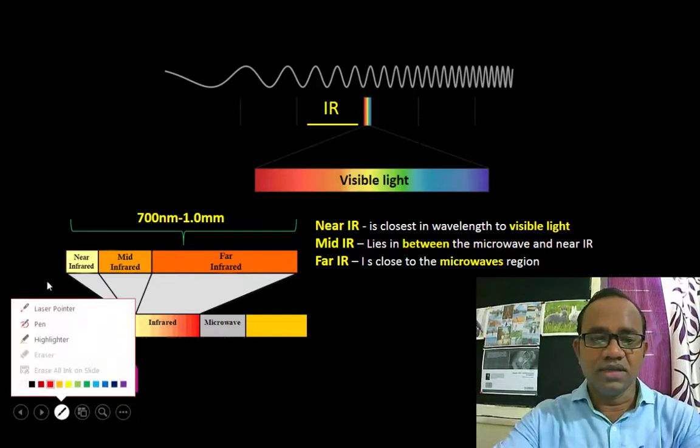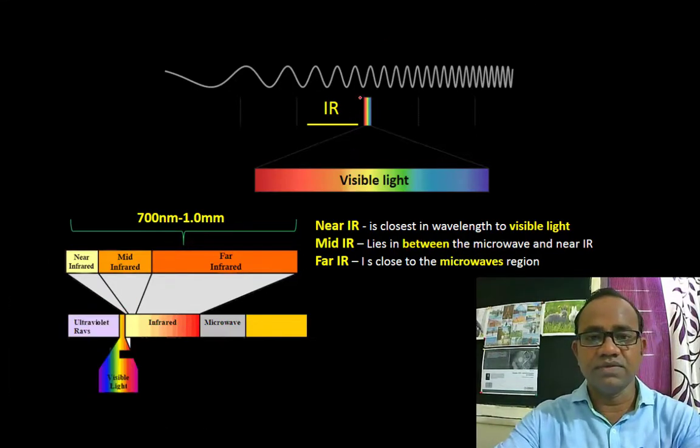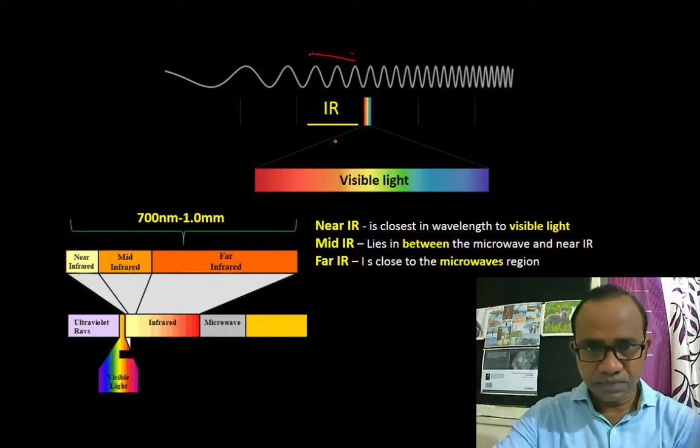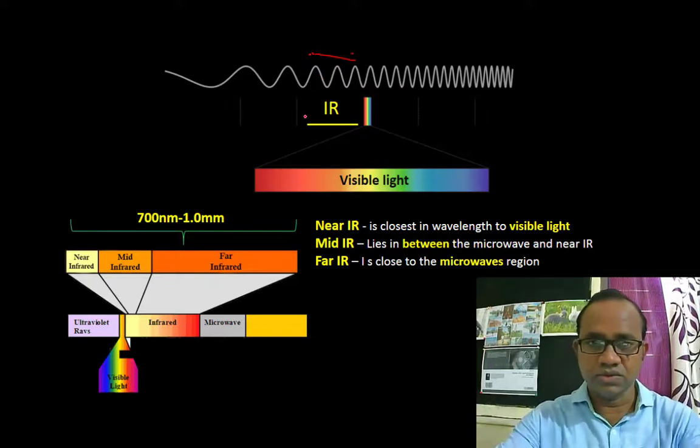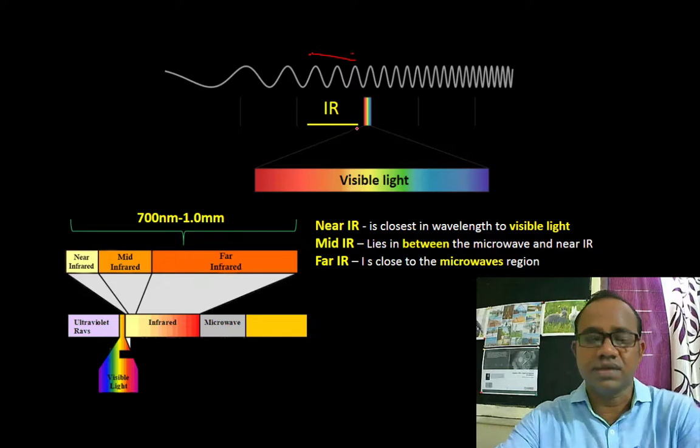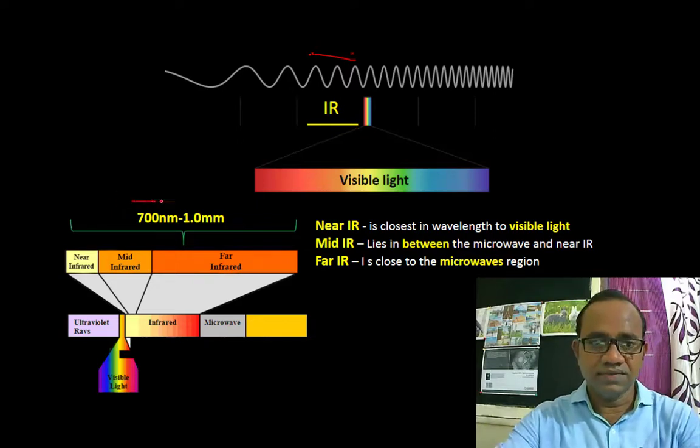Well, in the electromagnetic spectrum, the IR, that is infrared light, actually lies in between here. So this IR is very close to the microwave region. It has a wavelength from 700 nanometers up to 1 millimeter. And based on the different wavelength range, it can be near, mid, and far IR light.